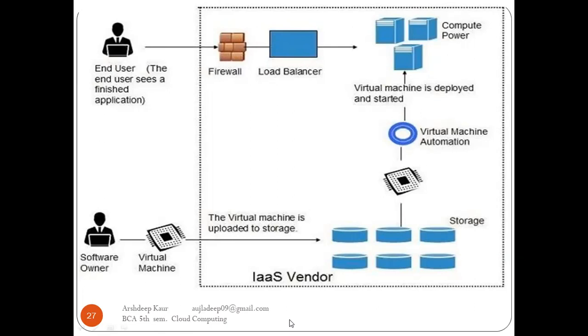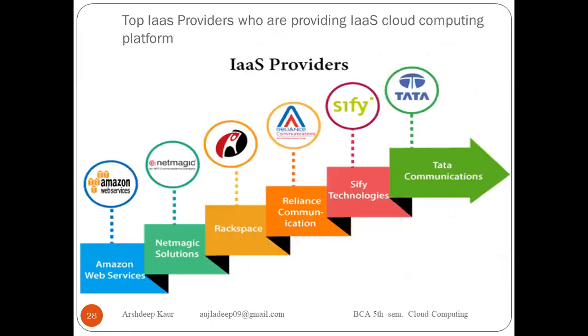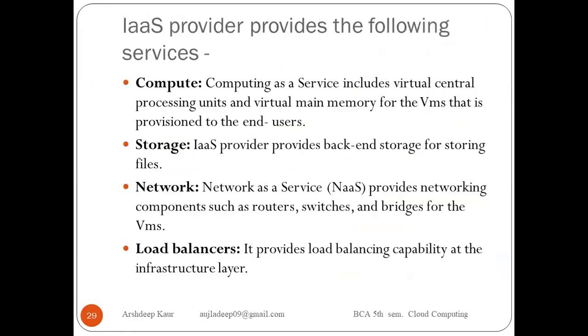Infrastructure as a service means the vendor provides its services as an infrastructure. He or she is selling the infrastructure as their service. These are examples of the organizations or companies that are providing IaaS: Amazon Web Services, NetMagic, Rackspace, Reliance, CFeed, Data Communications.